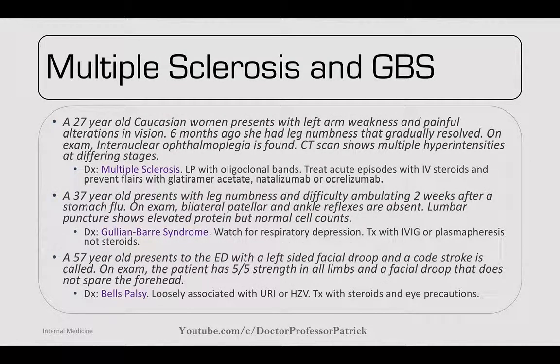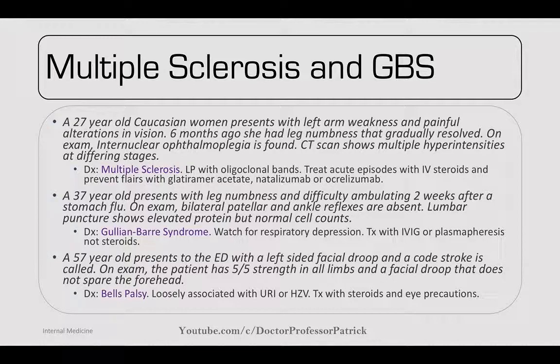Next is multiple sclerosis. We've got a case of a 27-year-old Caucasian woman with left arm weakness and painful alterations in vision. 6 months ago, she had leg numbness that gradually resolved. On exam, internuclear ophthalmoplegia is found. On imaging, there are multiple hyperintensities at differing stages. So this is classic for multiple sclerosis. You can do a lumbar puncture looking for oligoclonal bands, and you can treat acute episodes with IV steroids. And the goal would be to prevent flares in a progressive patient with glatiramer acetate, natalizumab, or ocrelizumab.